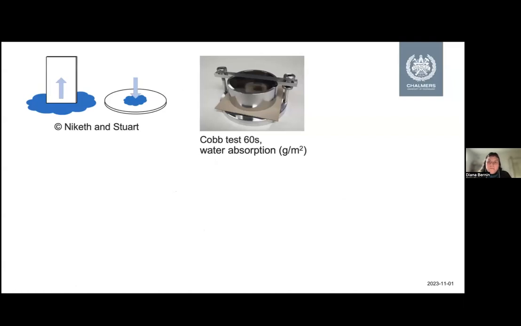So when you work in the paper industry, you have most likely seen this COP test, which is illustrated here. It's 60 seconds normally, and then it gives you a value. And so you quantify, or you know, if a paper is more or less hydrophobic depending on this value.